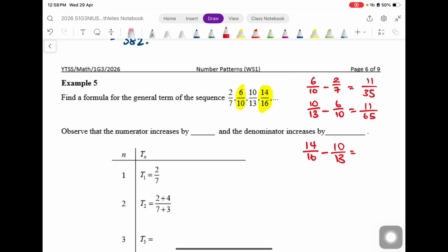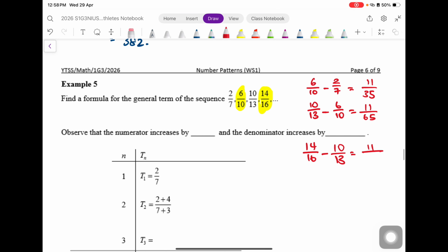Okay, I want to see a pattern here. Press calculator, I'll get 11 over 104. Now, other than the fact that the numerator is 11, the denominators have nothing in common. There's 35 here, 65 here, 104 here. So then maybe I shouldn't look at the fractions as a whole, because over here, it doesn't give me a direct link to what the rule is all about.